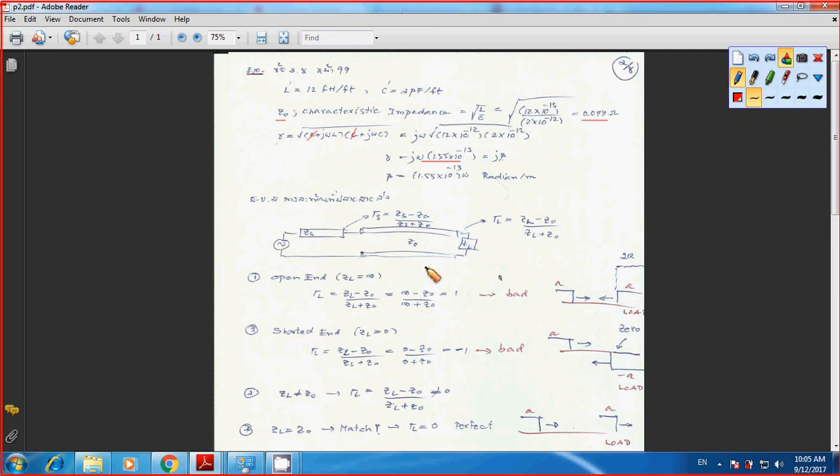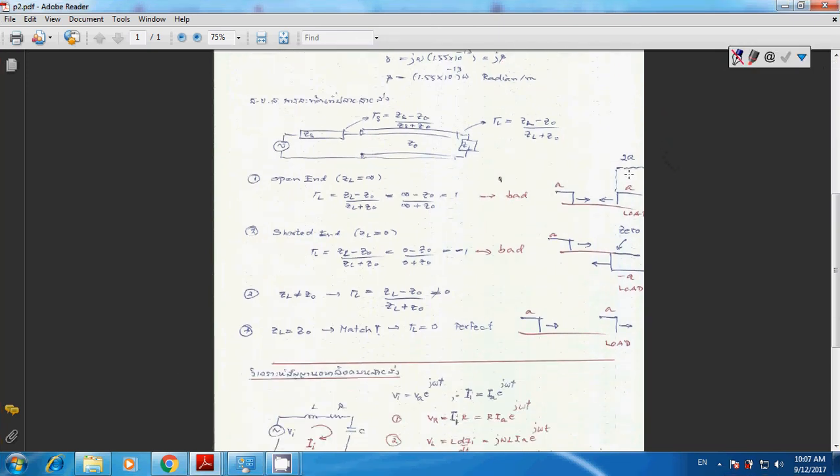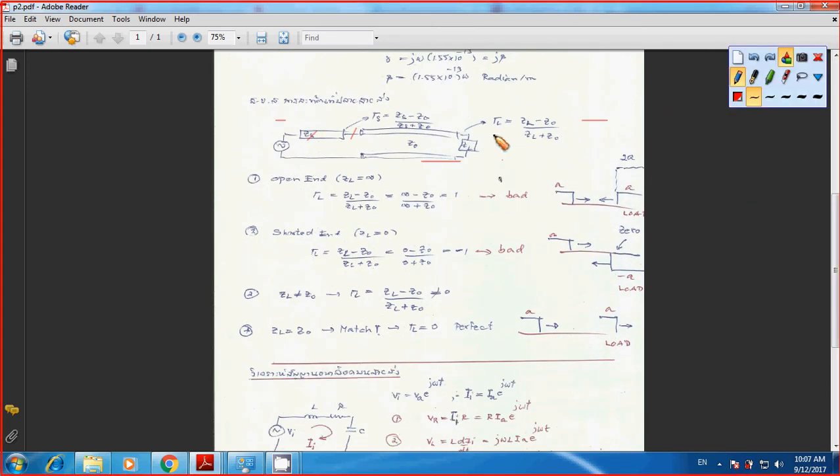Now, for a transmission line, take a look at the load end. You have the reflection coefficient tau L equal to ZL minus Z0 over ZL plus Z0, where ZL is the load impedance and Z0 is the characteristic impedance of your transmission line. The same applies at the source: tau s equal to Zs minus Z0 over Zs plus Z0, where Zs is the source impedance.